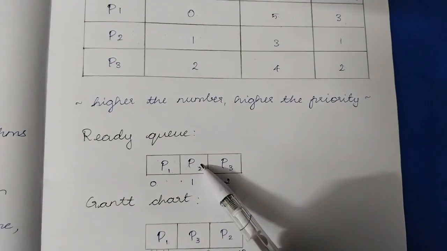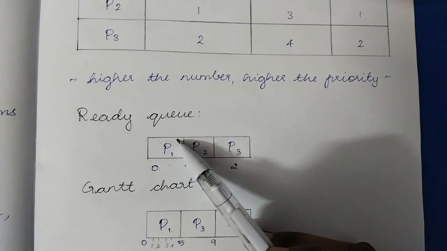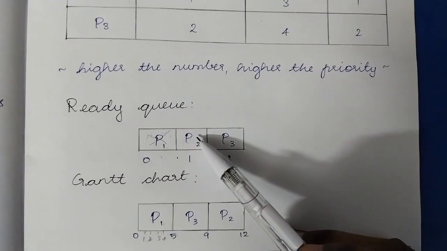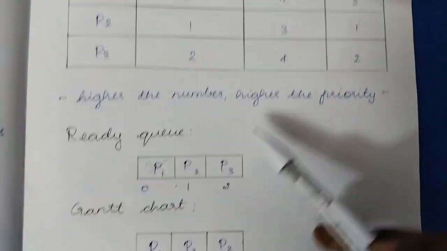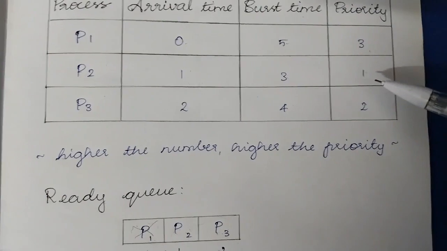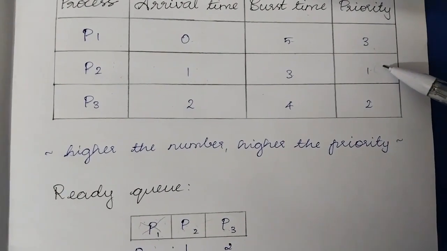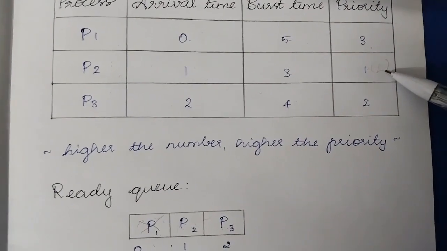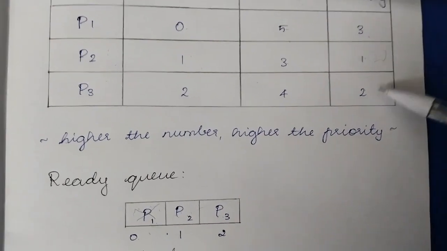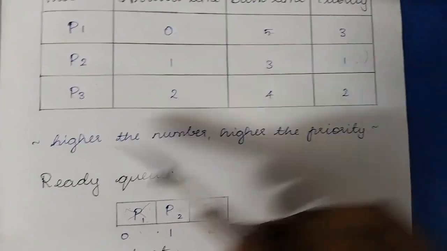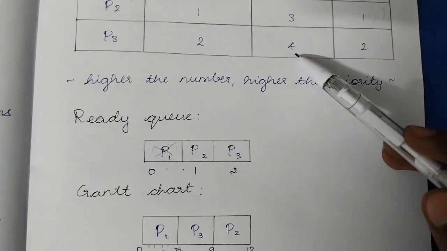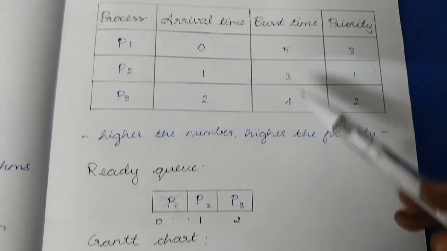So in the ready queue, we have completed P1. Now we need to choose one from P2 and P3. In P2 and P3, which has the highest priority? Obviously, P2 has the lowest priority. So P3 has higher priority than P2. So P3 is first executed until it's completely done, as it is a non-preemptive algorithm.